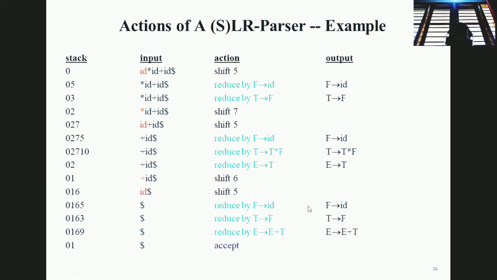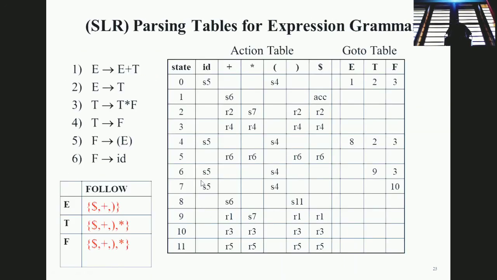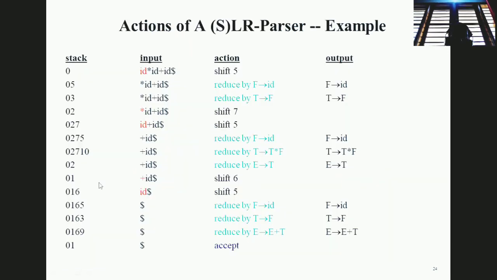After popping 3, I'll have T as the left hand side of the production. Then I should see 6 on T. What is 6 on T? 6 on T is 9. I'm supposed to push 9 onto the stack. So 0, 1, 6, 9. Now at the same time, I will produce the output as T tends to F.